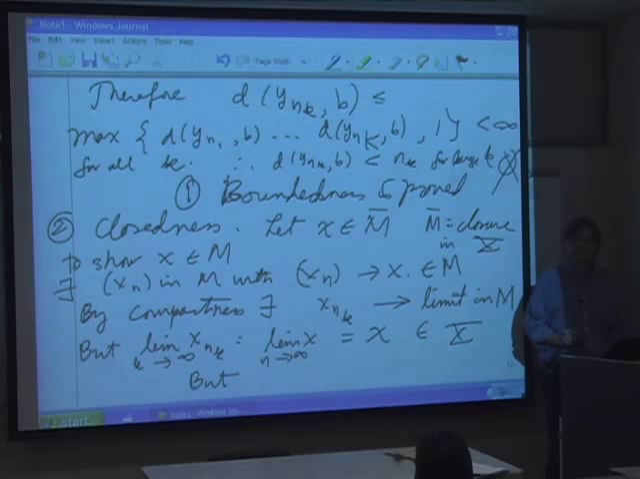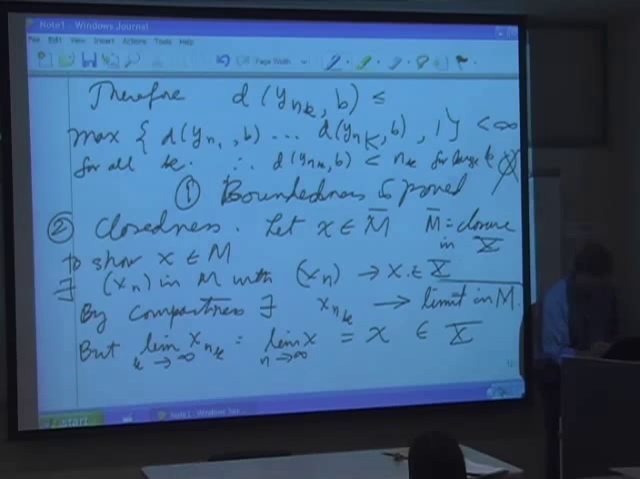So this argument says that the limit will both have to be x and x. Oh, I'm sorry, this x wasn't supposed to be in M already. I made a mistake here. But the subsequence converges to a limit in M. And the limit has to be x. So this limit is in M.